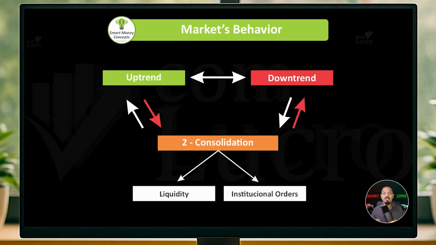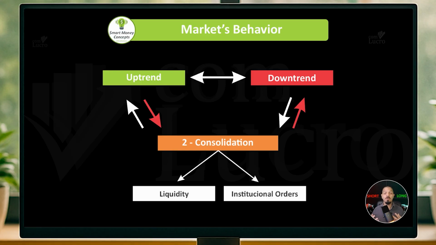These consolidations act as areas of liquidity building and order accumulation by institutional players. In most cases, price needs to pause and consolidate before transitioning from an uptrend to a downtrend, or vice versa, forming the rhythm that defines every market movement.